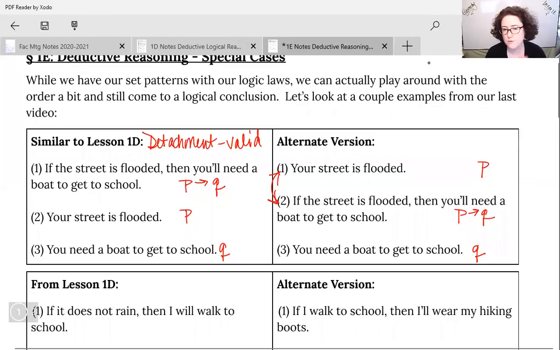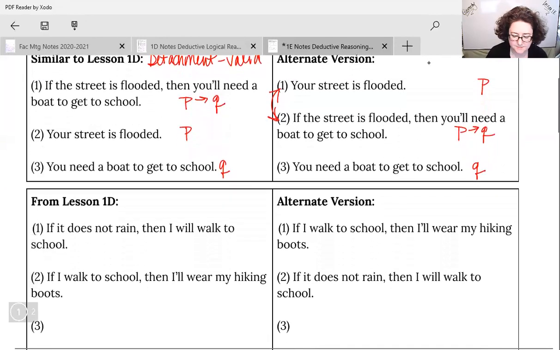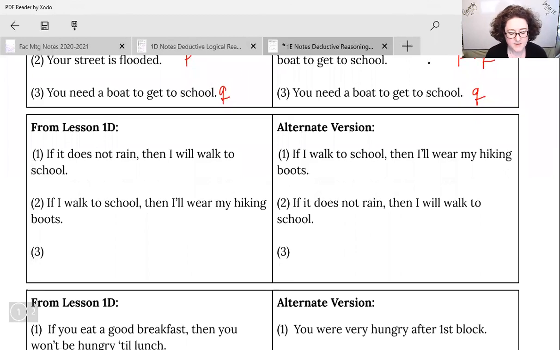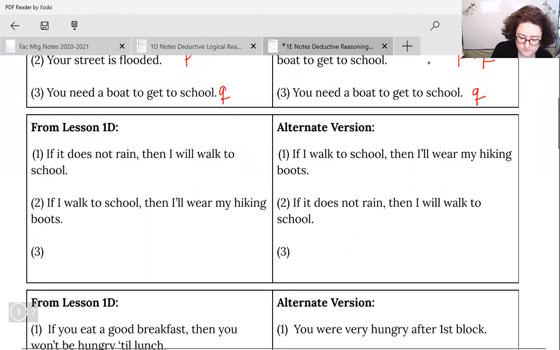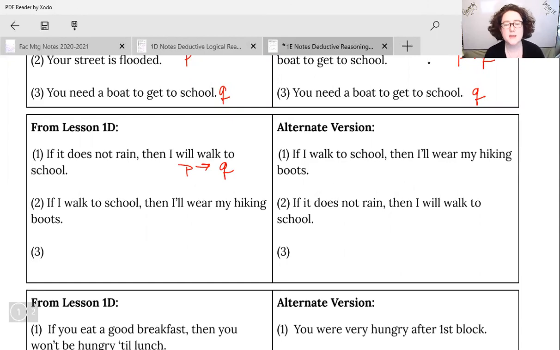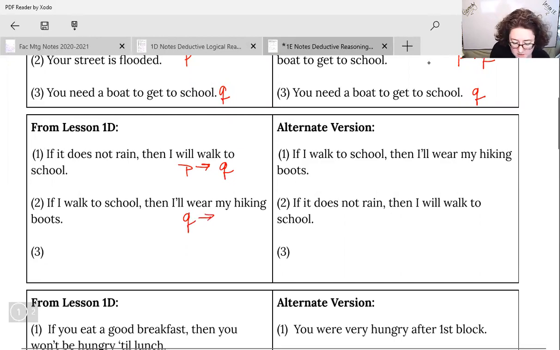Again, this is taken right out of our examples from last lesson. Okay, if it does not rain, then I will walk to school. Okay, 2 ideas. If it doesn't rain, I'll walk to school. If P, then Q. If I walk to school, then I'll wear my hiking boots. Okay, well, walk to school was a repeat. I labeled that as Q. I'll wear my hiking boots. New idea, let's label that as R.